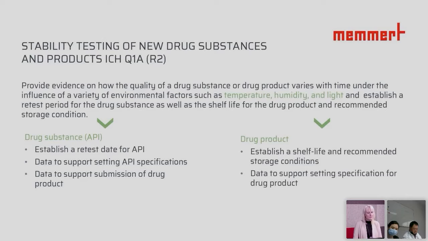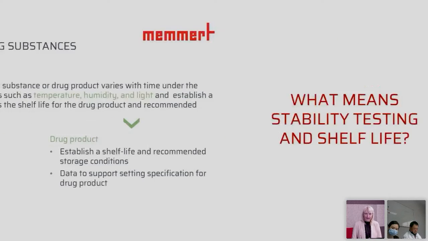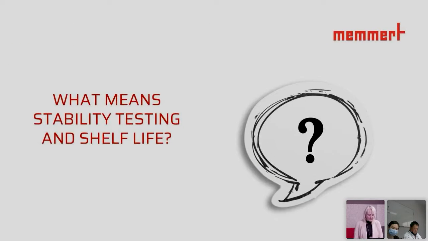So let's have a short summarization. The summarization means: what does stability testing and shelf life mean? This question we can find on our next slide. So here, what does it mean? This is a method for checking the quality of the product and to analyze how long it retains its quality. It is used to determine if the quality of the drug substance and drug product is altered over time under the influence of environmental factors.